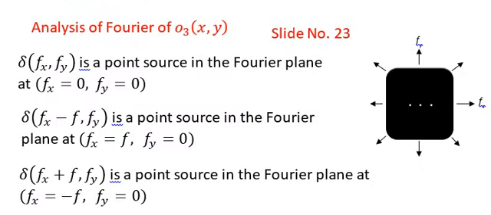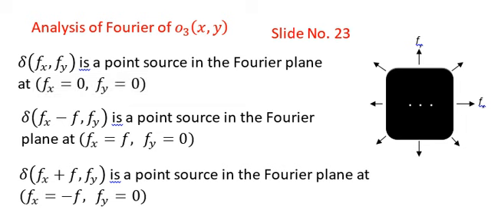In the previous slide we presented the cosine function and its Fourier transform, and you know that the Fourier transform contained three delta functions, which we have shown in the diagram on the right. This is the Fourier plane, and at the center it indicates three delta functions. On the left we describe these: delta of fx, fy is a point source in the Fourier plane at the center, where the coordinates are fx equal to 0, fy equal to 0.